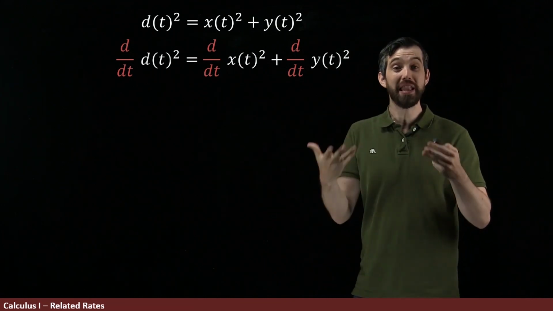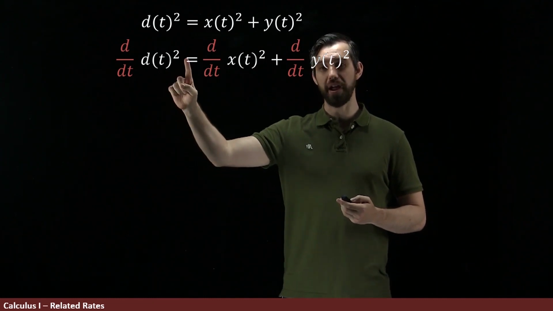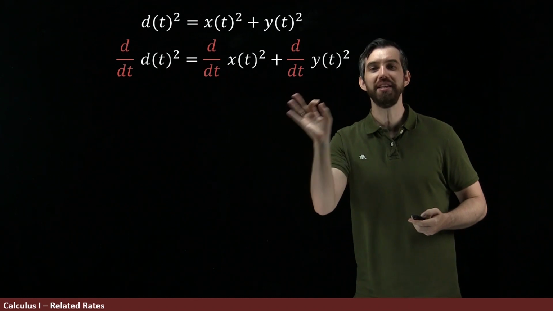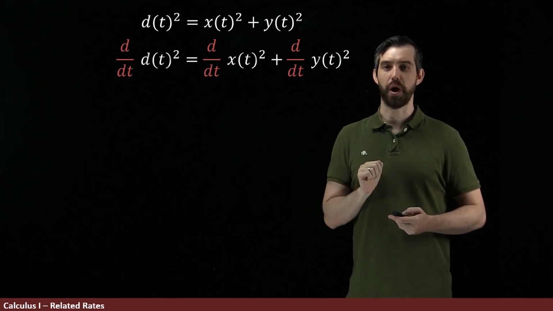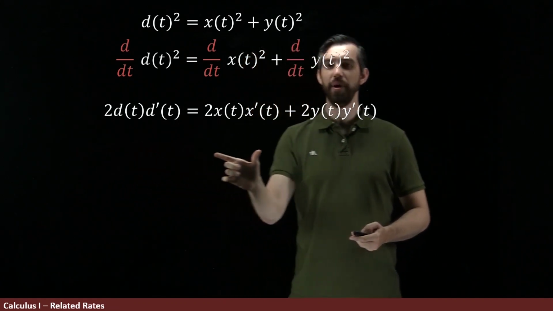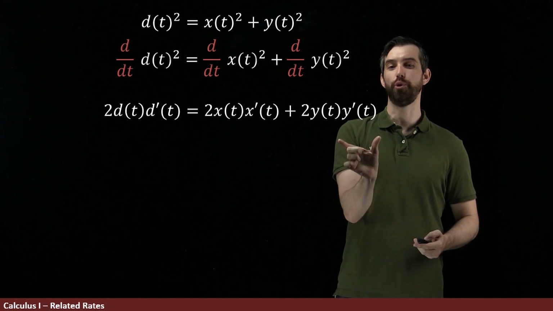These are actually relatively simple functions. If I have the distance squared, then I'm going to apply the chain rule, and it's going to be twice the distance times d prime. And the same as we go along. So I'm going to say twice the distance d prime, and on the right, twice the x, but now it's x prime, so twice x times x prime, and twice y times y prime.